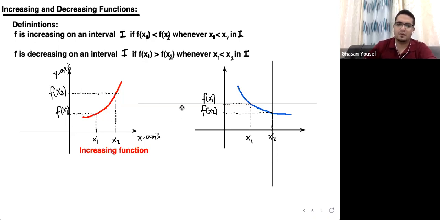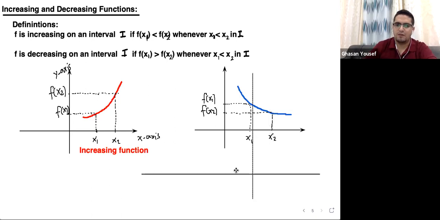Again, x2 is greater than x1, but f of x2 is less than f of x1. So x2 is greater than x1, as we see here in this graph, and f of x2 is less than f of x1. This means the blue curve is decreasing. So here, decreasing function.